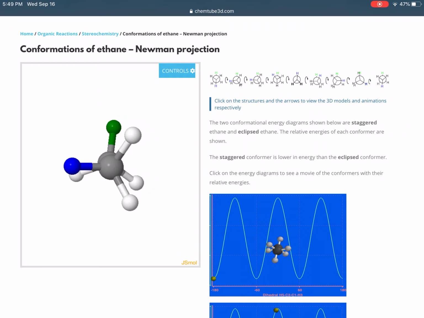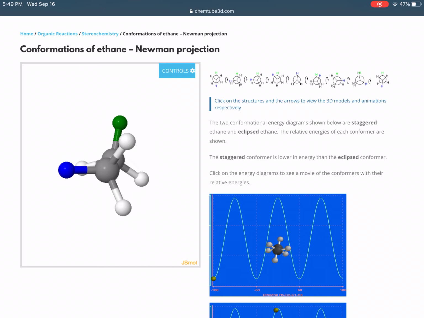Right, here's a different representation. You see those atoms are oriented in a different state. You get constant 360 degrees rotation, so the relative positions of these atoms to each other are constantly changing. With these, it's useful to be able to draw structures that can represent these different conformations. And that's where drawing Newman projections comes in.